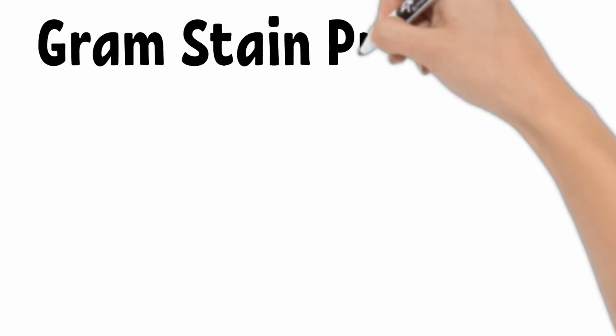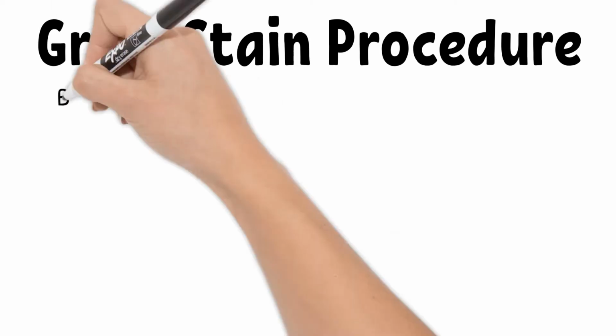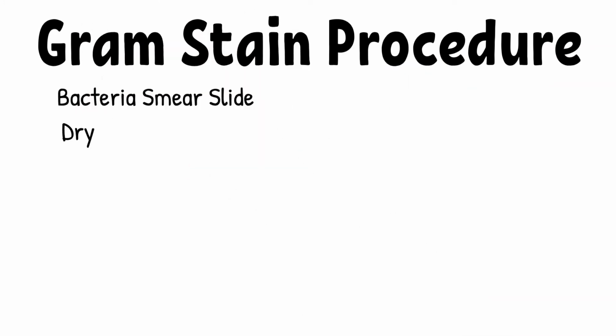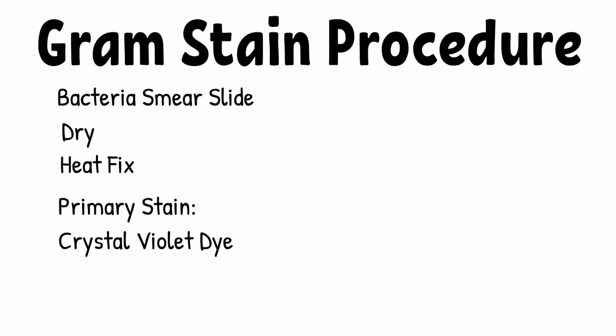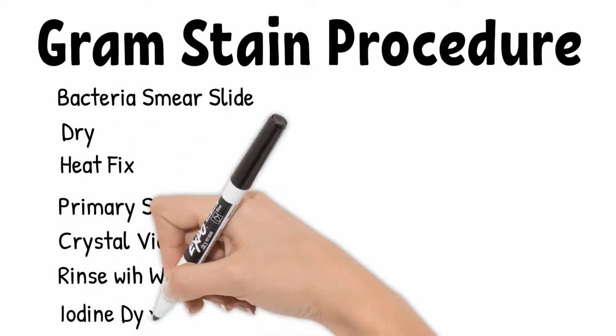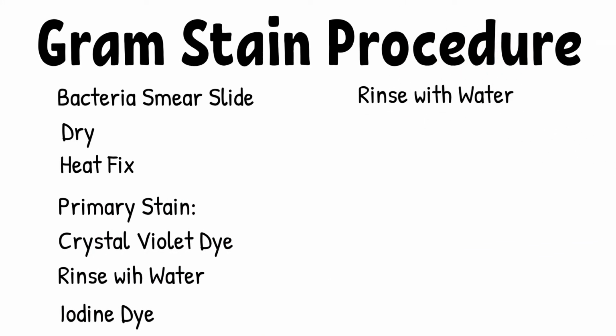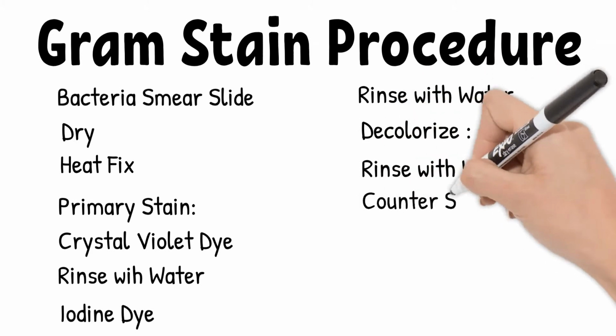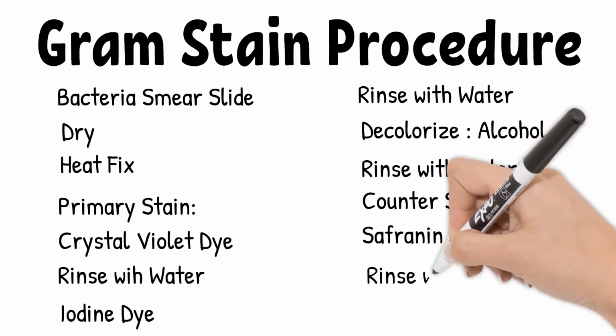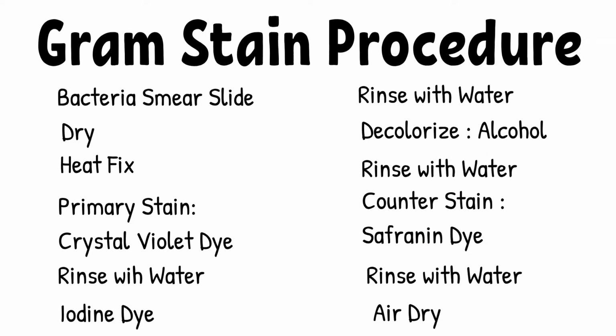Gram stain procedures. I'm just going to list the steps down for the gram stain quickly, and then we'll go over each step in detail. We first have to make the bacteria slide, let it dry, heat fix it, do the primary stain with crystal violet dye, rinse with water, use the iodine dye, rinse with water, decolorize with alcohol, rinse with water, use the counterstain with safranin dye, rinse with water, and then we'll let it air dry.